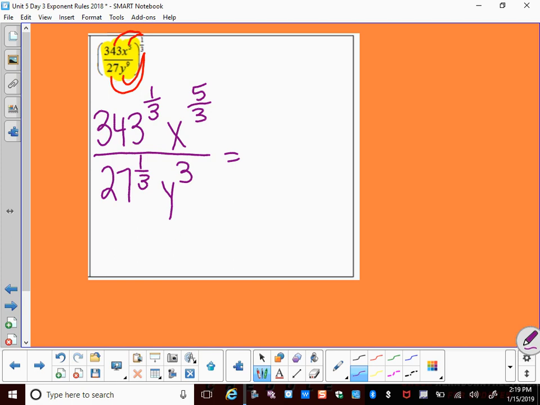Okay, you did the hard part. And your calculator was 343 to the power of 1/3. Okay, 7. This x to the power of 5/3 can stay because there's nothing else to combine it with. 27 to the power of 1/3 gives me what?